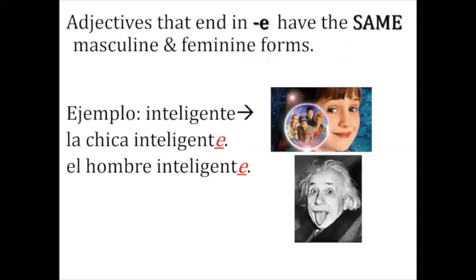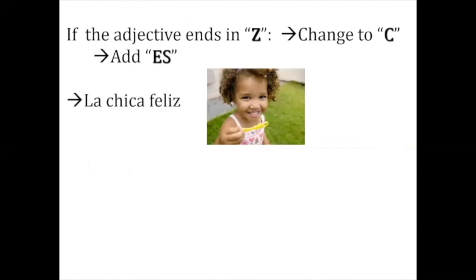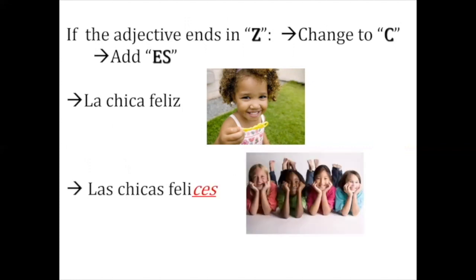Adjectives that end in e have the same masculine and feminine forms. Ejemplo, inteligente, la chica inteligente, el hombre inteligente. If the adjective ends in a z, change to c and add es. Ejemplo, la chica feliz. Las chicas felices. Notice how the z on the singular adjective feliz, when you convert it to the plural, you change the z to a c and then add es.